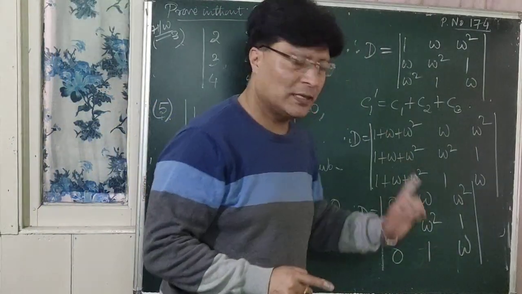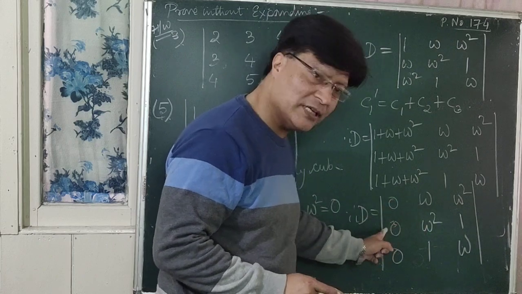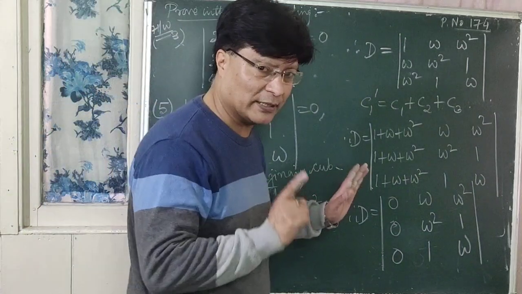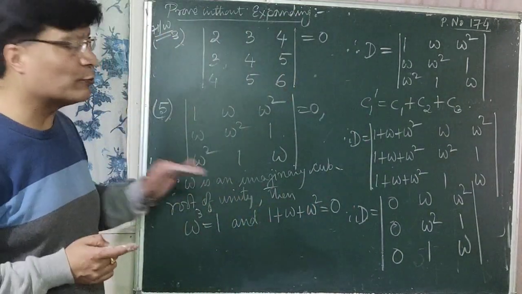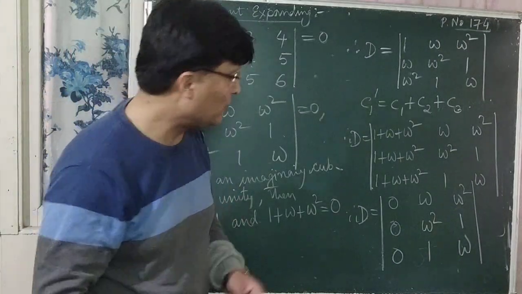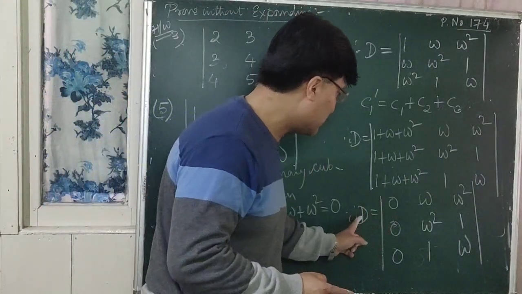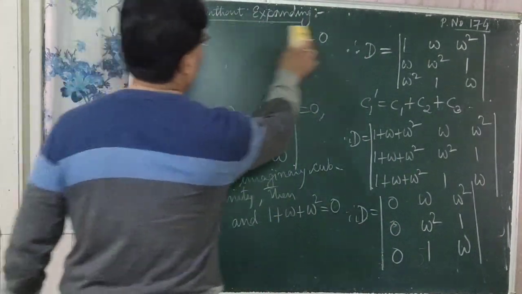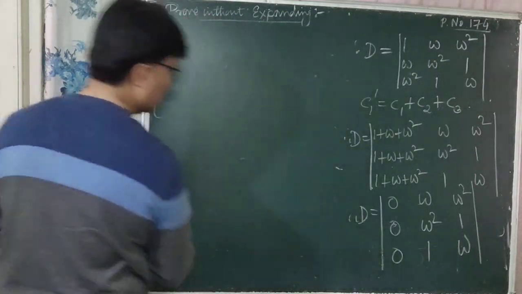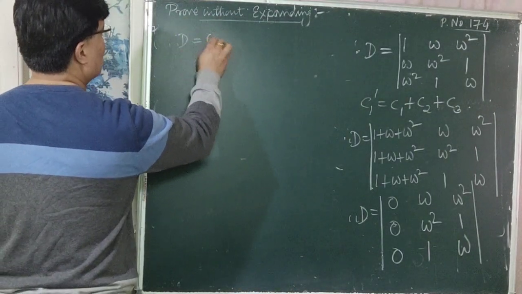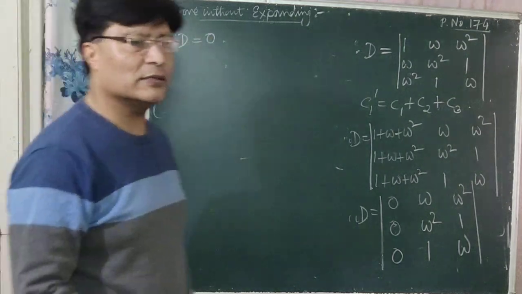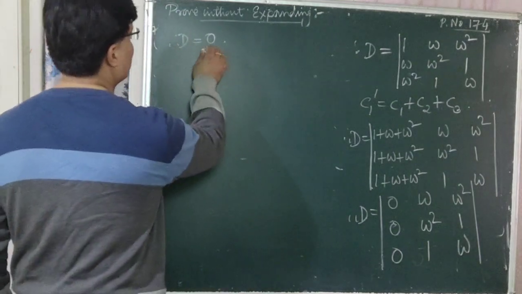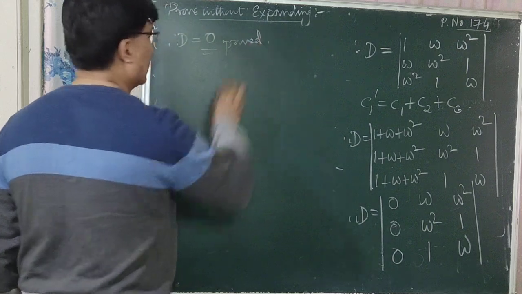If you expand it, plus 0, minus 0, plus 0, you know how to expand it now, isn't it? The 0 into any number is always 0, no need of expanding it. Because in the question it is asked without expanding, you have to prove this left hand side is equal to 0. So no need of expanding it, directly you can write D is equal to 0, because all the elements in the first column are 0. Is that clear to all of you? So the answer is proved, right?